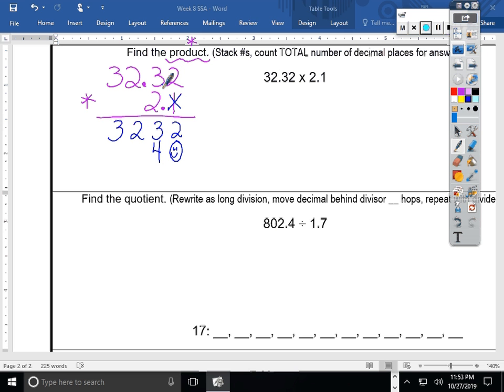Now I have 2 times 3, which should get me 6 using the algorithm. 2 times 2 should get me 4. Moving to the next place value, 2 times 3 up front would get me 6. And what do I do after I've done these partial products?